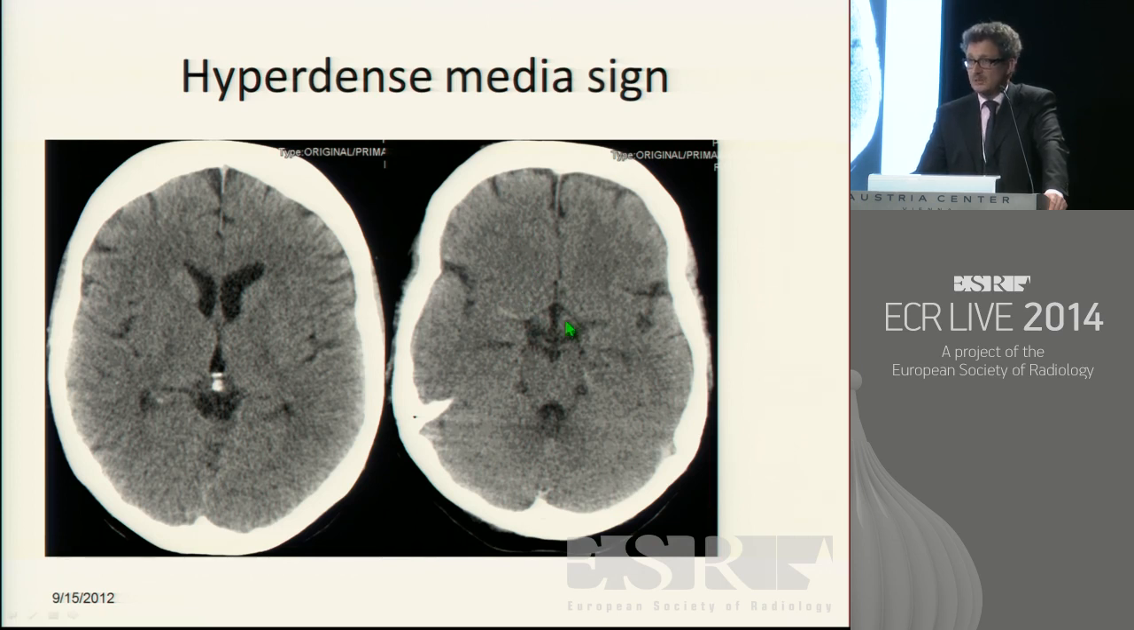There is no hyperdense area on the other side. This is an indicator of thrombus. Thrombus material, once it's there, a clot, shows up as hyperdense in the native CT. So what do you do in a case like that? You have early signs of stroke, you have the clinical signs of stroke, you have no bleeding, and you have a hyperdense media sign. What you do is a CT angiography.